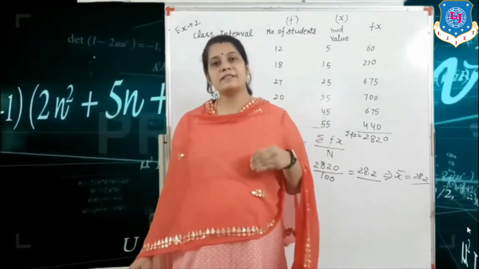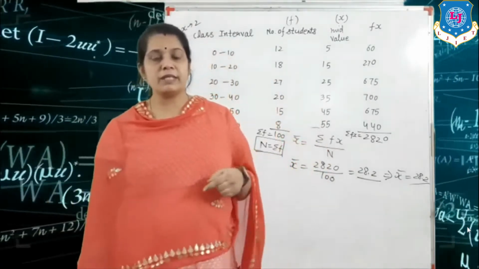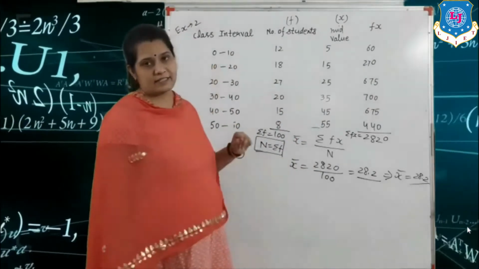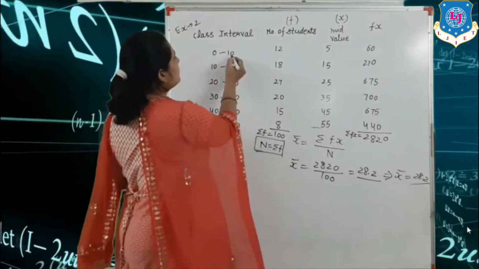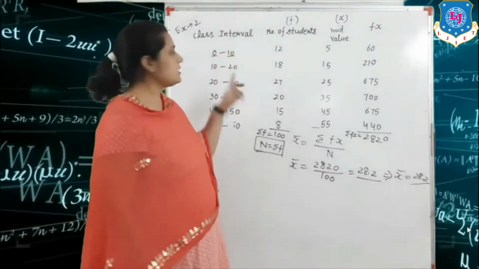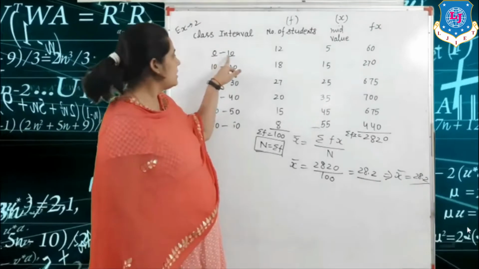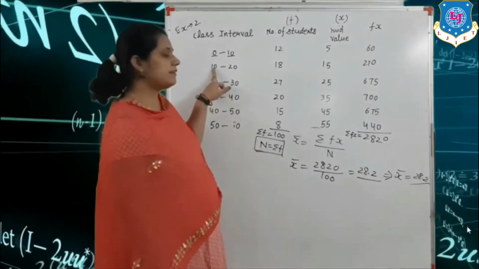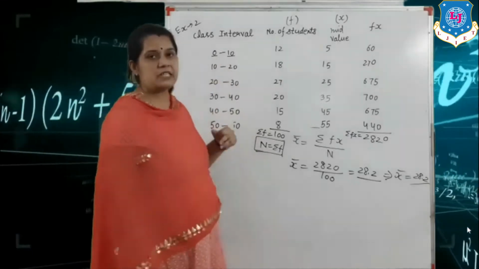The next example depends on the assumed mean. Here one point is very important. In the class interval, see here, this is your lower limit and this is your upper limit. 0 is your lower limit and 10 is your upper limit. In the next interval, 10 is the lower limit and 20 is the upper limit.